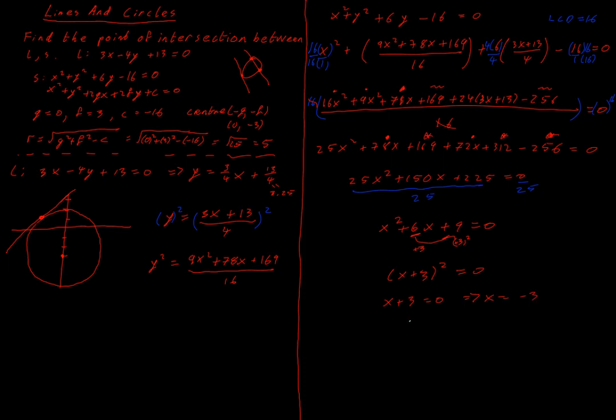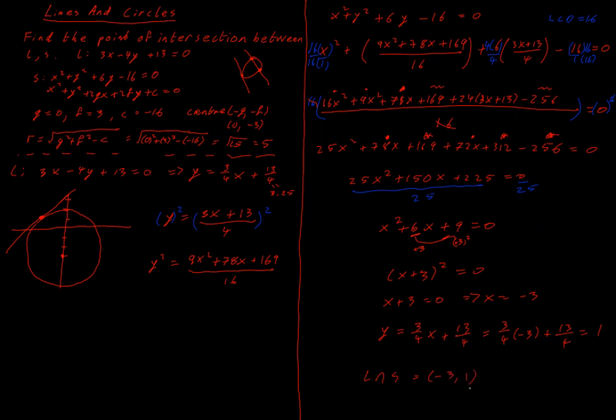Subtract 3 from both sides. Subbing that into my linear equation, I get y is equal to 3 over 4 x plus 13 all over 4. So that is equal to 3 over 4 times minus 3, plus 13, all over 4. That ends up working out to 1. Therefore, my point of intersection, L intersection S, is going to be equal to the coordinate (minus 3, 1).